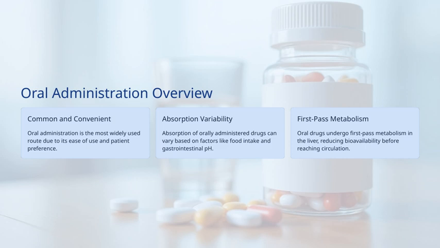Another key point is the first-pass metabolism. Before the drug even reaches systemic circulation, it first passes through the liver. In this process, some of the drug is metabolized and broken down, which means less active drug actually makes it into the circulation than originally administered. This can significantly reduce the bioavailability of the medication. All these factors, ease of use, absorption variability, and first-pass effect, are vital to understanding how oral drugs work and how we can optimize their effectiveness in treatment. They highlight the importance of considering individual patient factors and the pharmacokinetic processes involved.